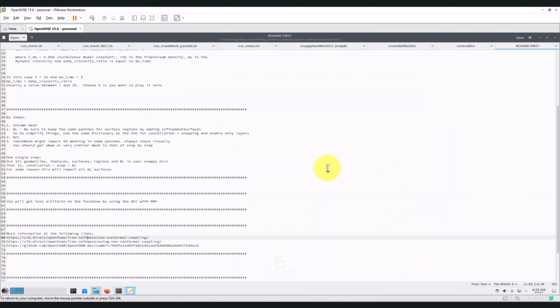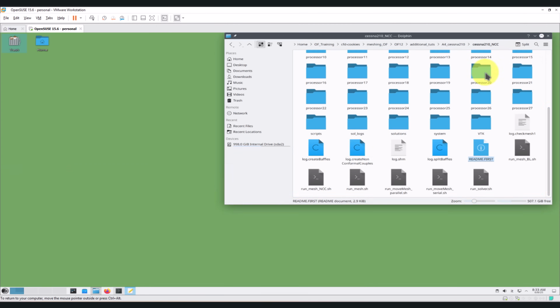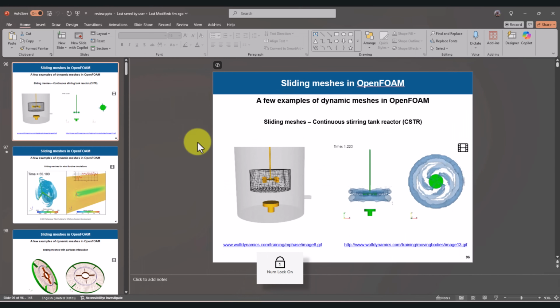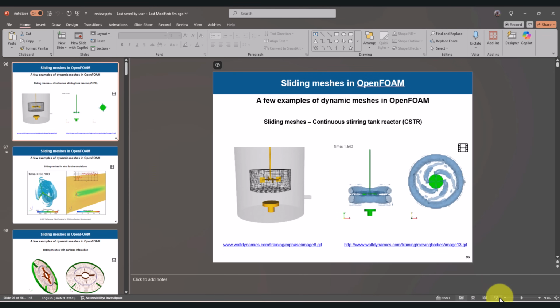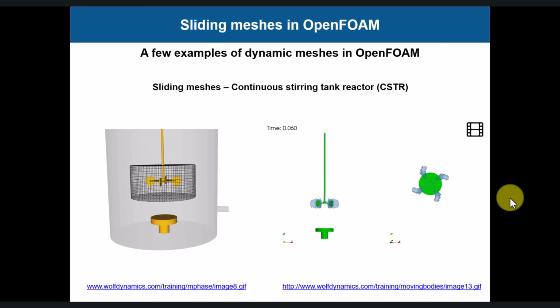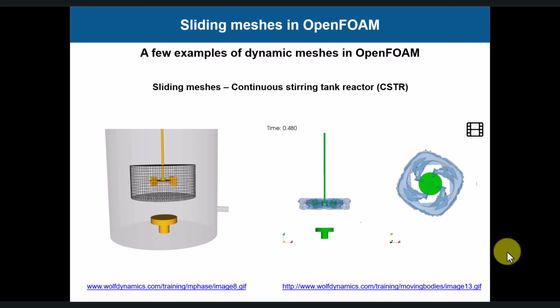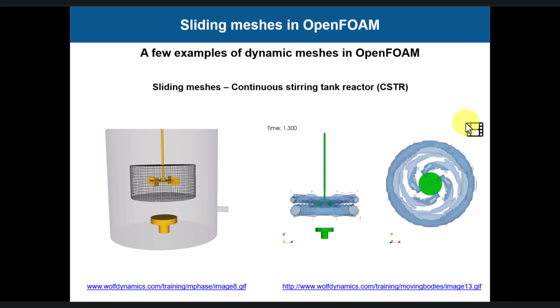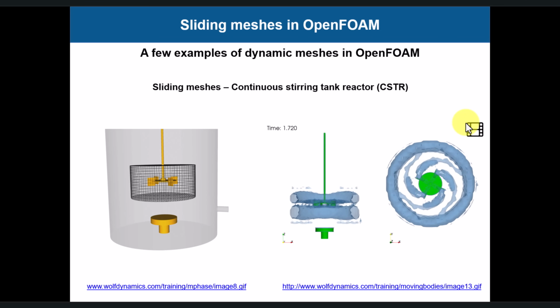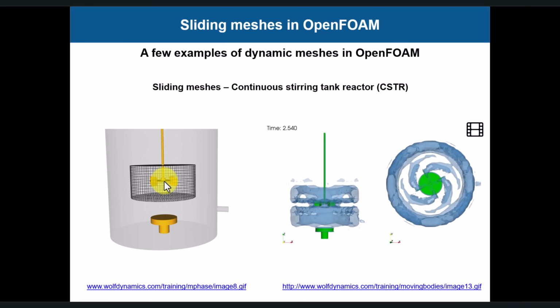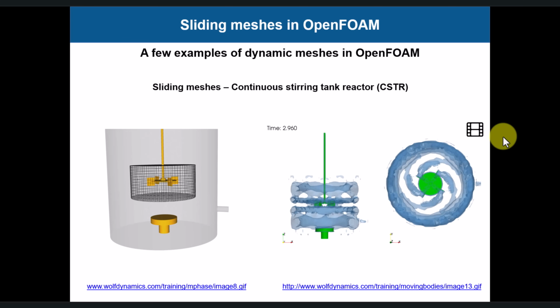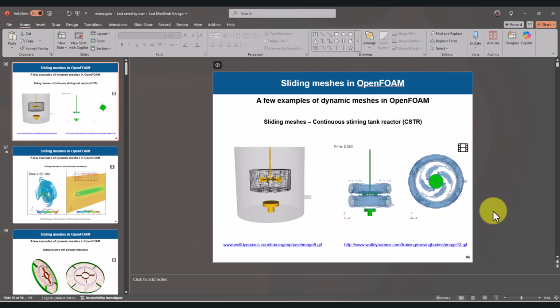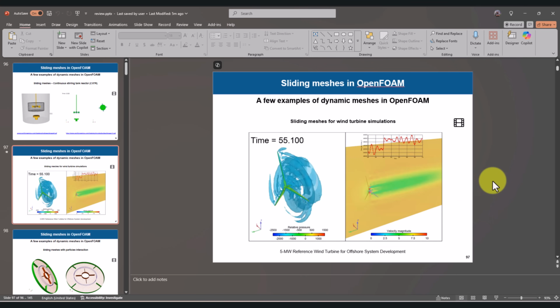So here you have the very basic setup. It's not that difficult, not that intimidating. Let me go here and revisit this slide regarding the sliding mesh. Basically this is what you can do with sliding mesh. You can have multiple bodies. Remember that this is moving here, and these are typical results.